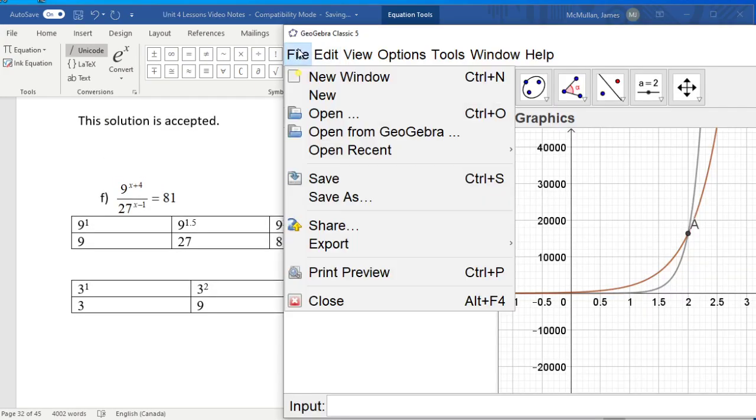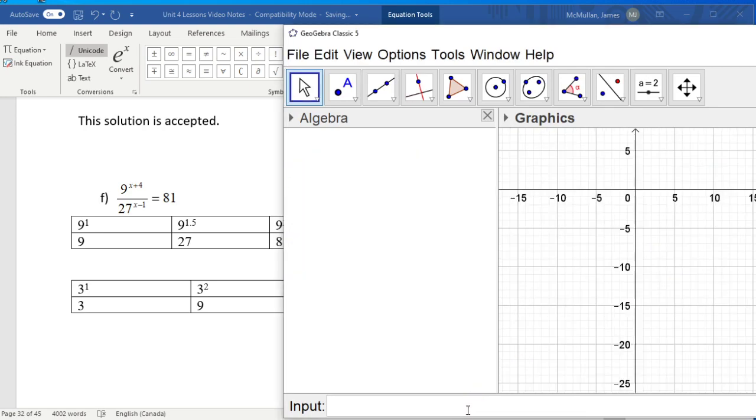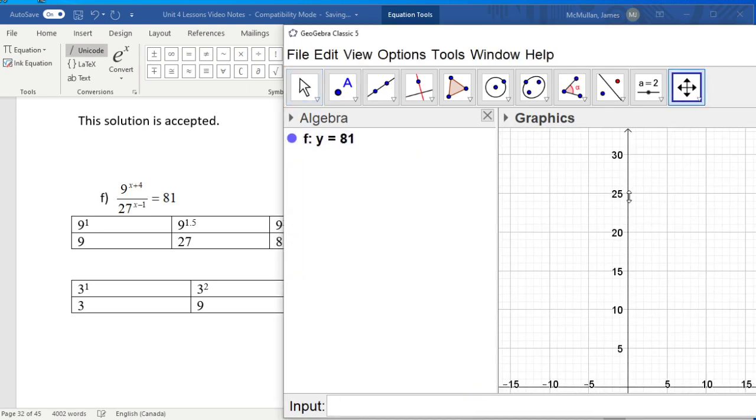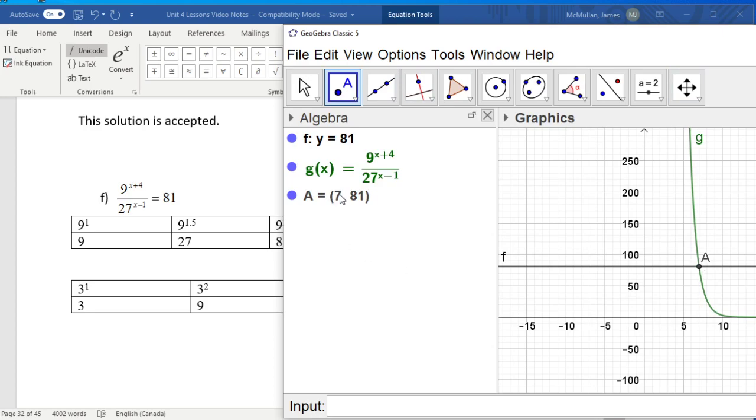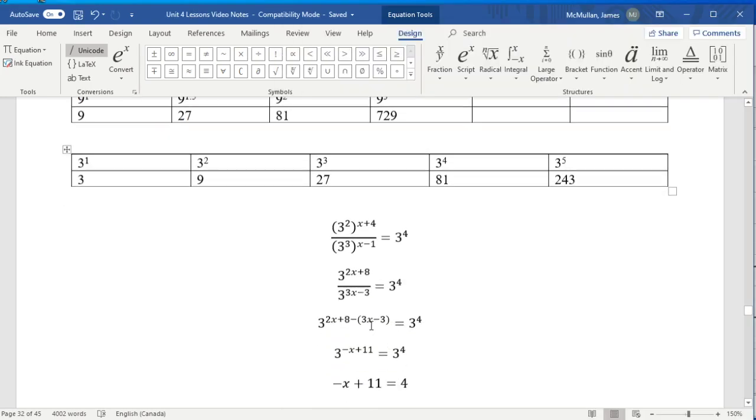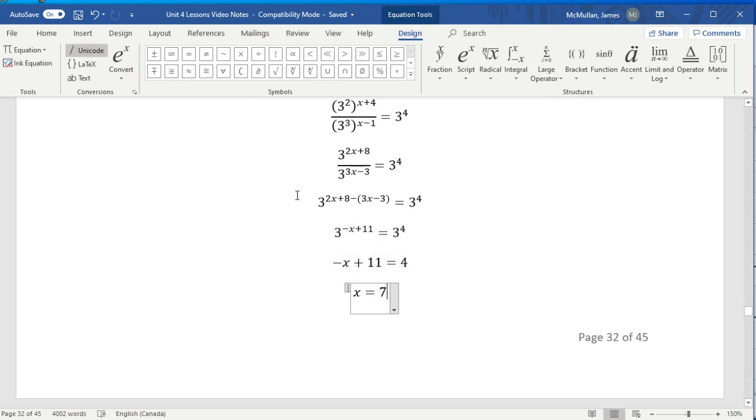Let's draw it and check. I'm going to draw y equals 81. That's the first equation, y equals 81, the right side. The left side is 9 to the power of x plus 4 divided by 27 to the power of x minus 1. You can see that they do cross each other. Where do they cross each other? Let's have it find out for us. They cross each other when x is 7, which is what we said.